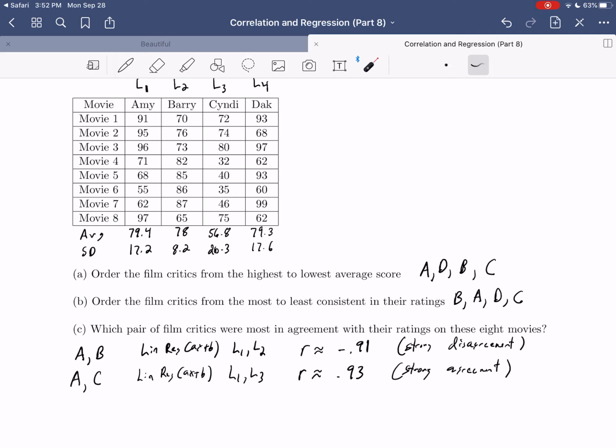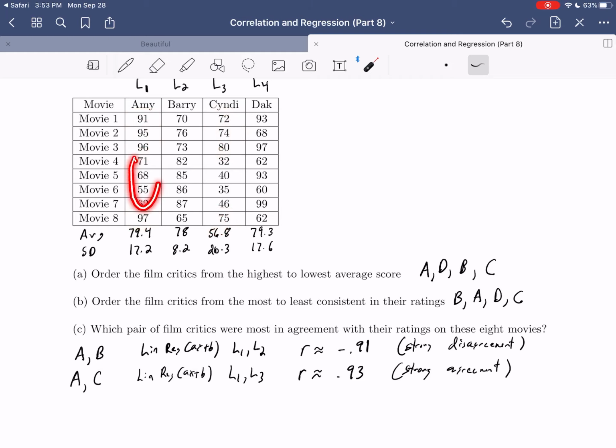But of course, we've got to think again about what is their typical score. These 90s are significantly above the average, meaning these are films that Amy really liked. Remember, Cindy's average is only 56.8, so those 70s, that 80 and that 75 indicate films she also really liked relative to her lower average. So that really shows that the films that Amy liked, those first three and the last, are also the ones that Cindy liked. Notice the same thing for the ones they disliked.